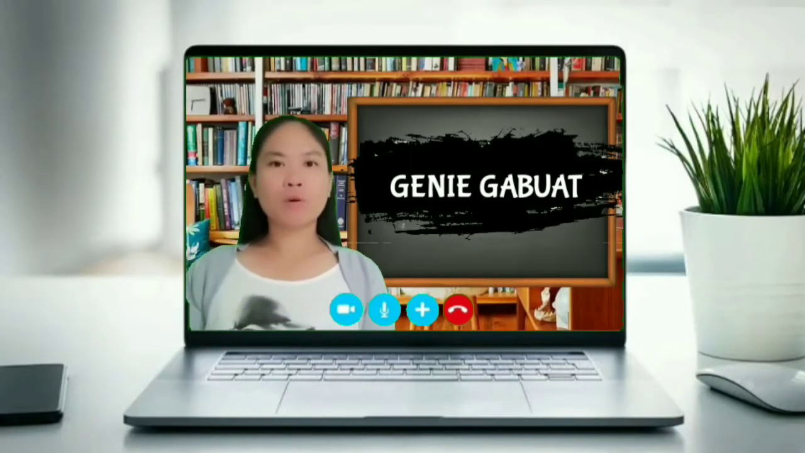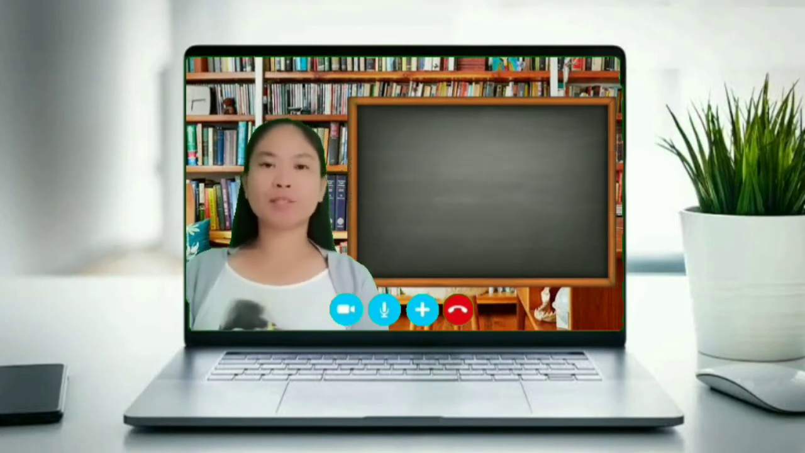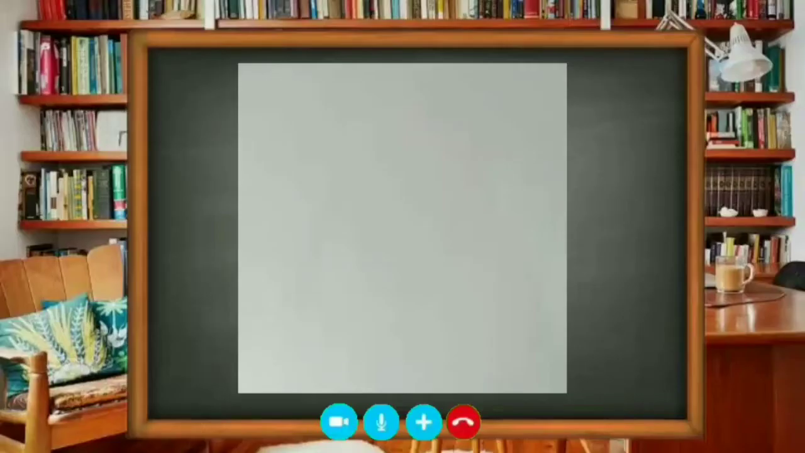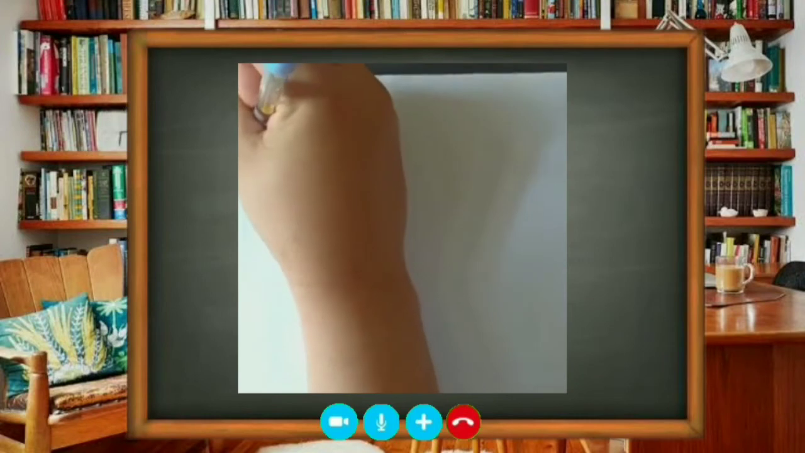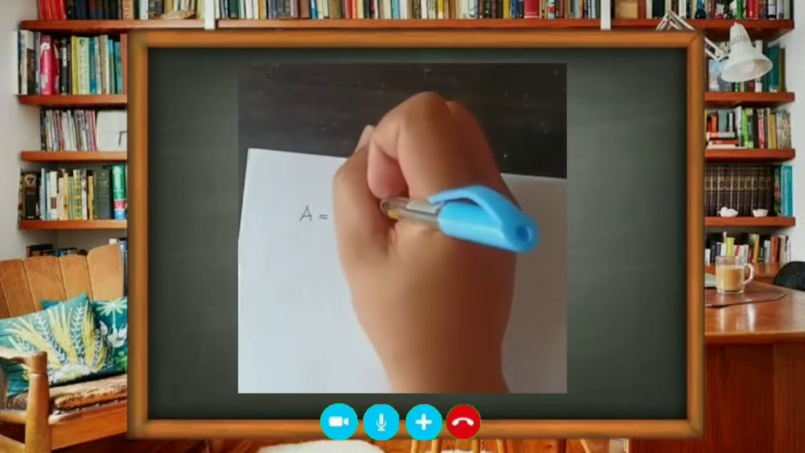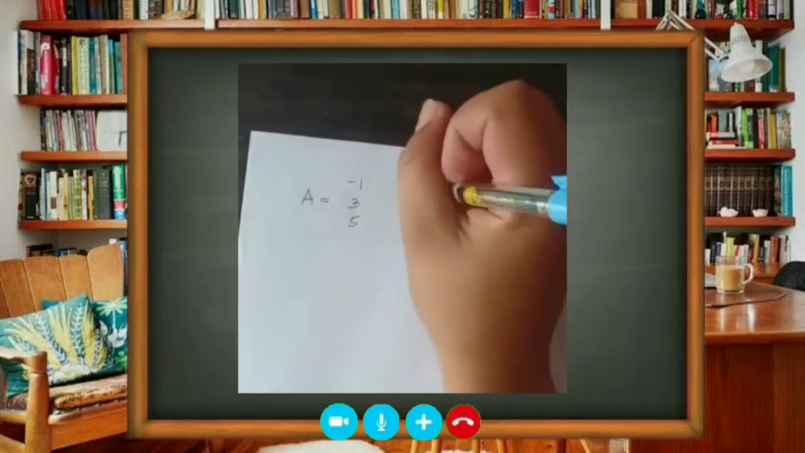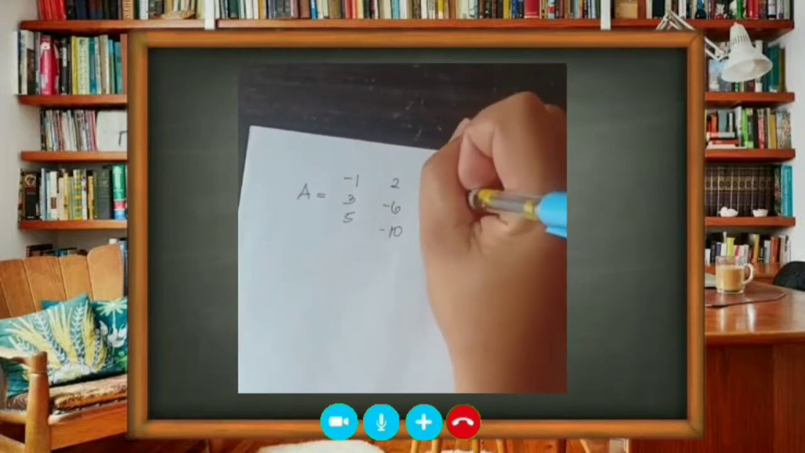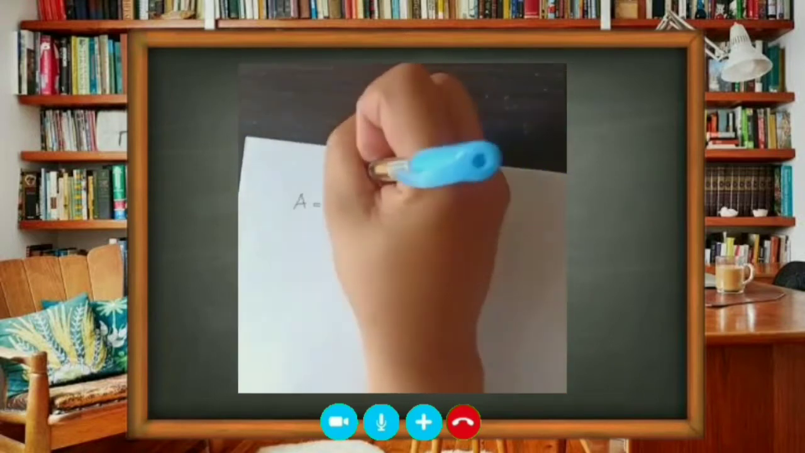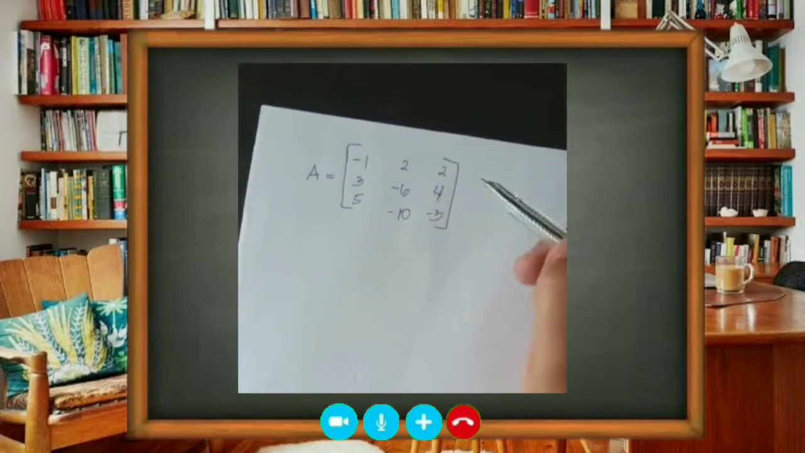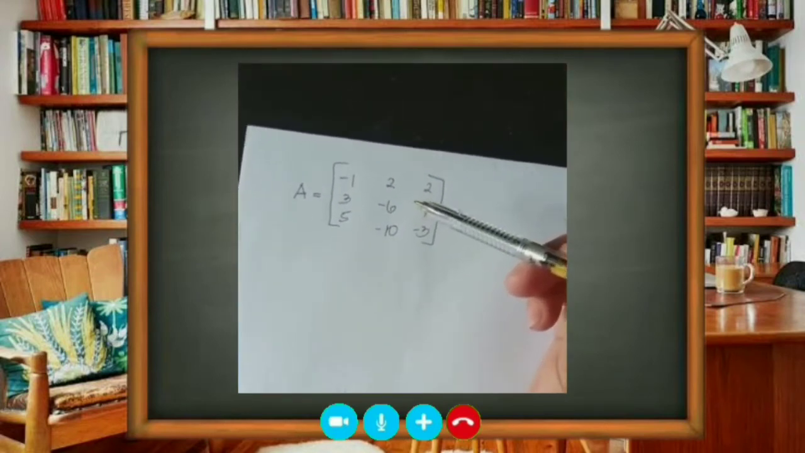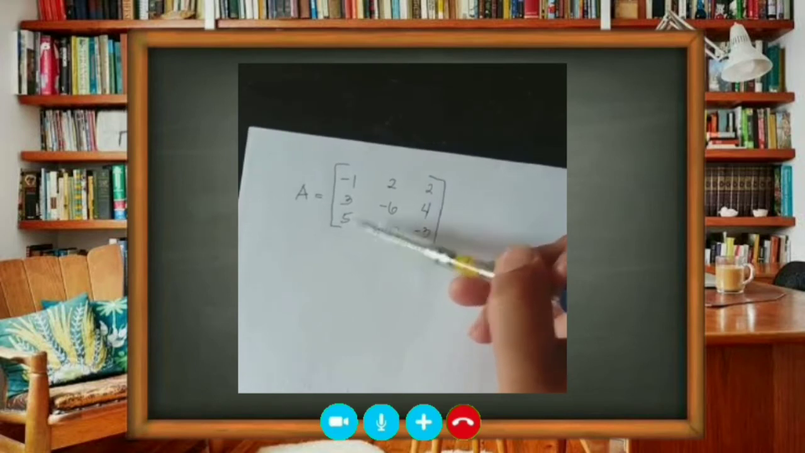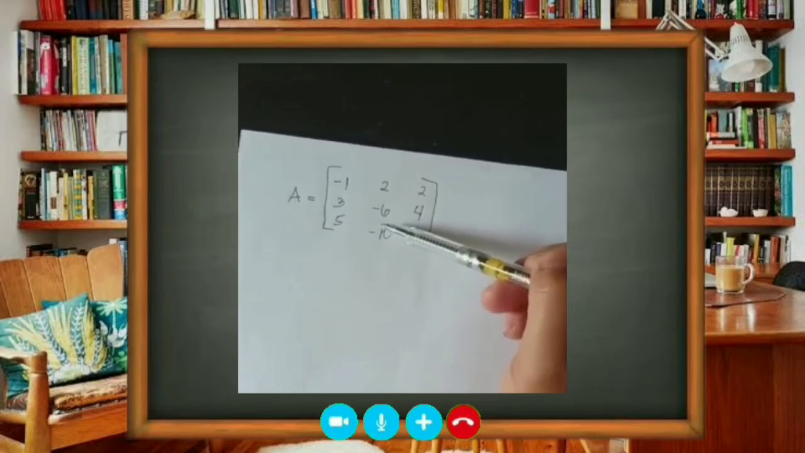Now I'm going to show you how to find a determinant using elementary column operations. For example, we have a matrix A equal to negative 1, 3, and 5; second column, 2, negative 6, and negative 10; third column is 2, 4, negative 3. As you can observe, the first two columns of A are multiples of each other. So we can obtain a column of zeros by multiplying the first column by 2, then adding it to the second column. I'll show you.